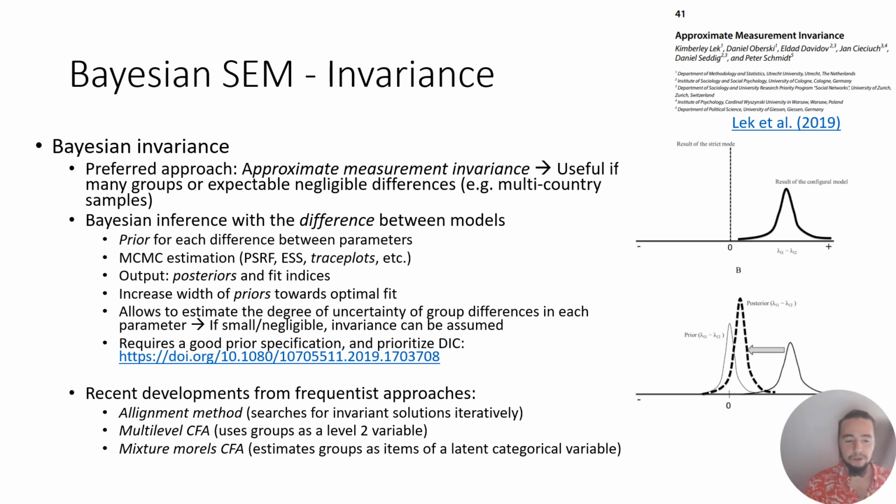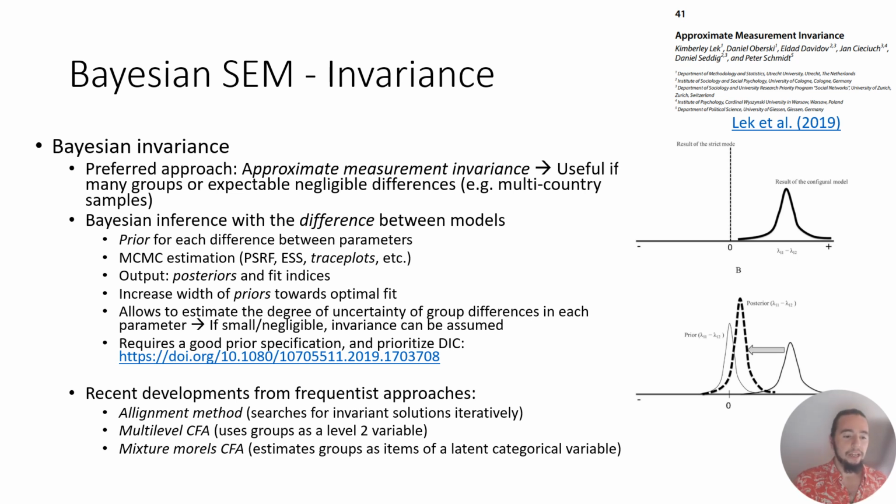Therefore, you can allow the presence of small and negligible differences that wouldn't block you from assuming an approximate invariance between groups. The only thing that you need to take into account is to specify these priors, the priors of the differences between parameters, and prioritize the DIC index.